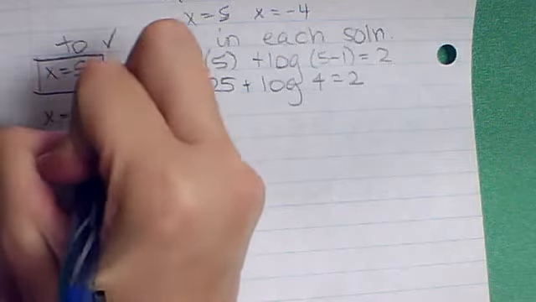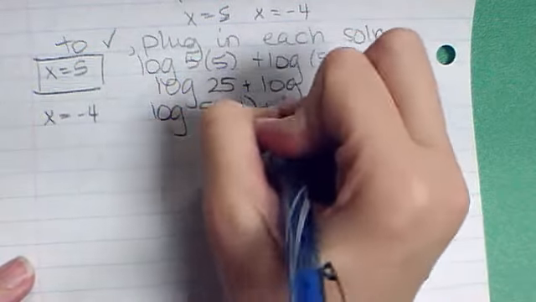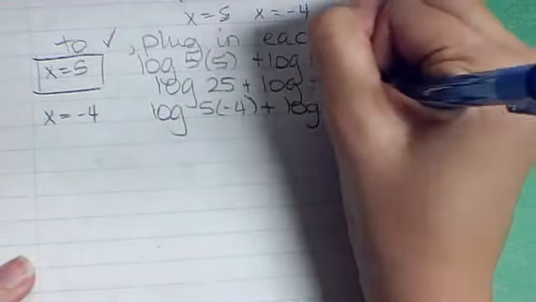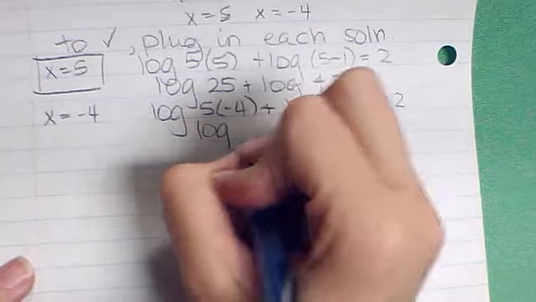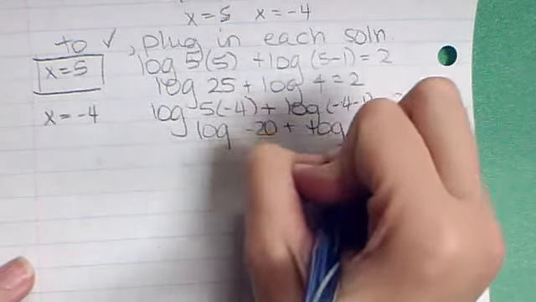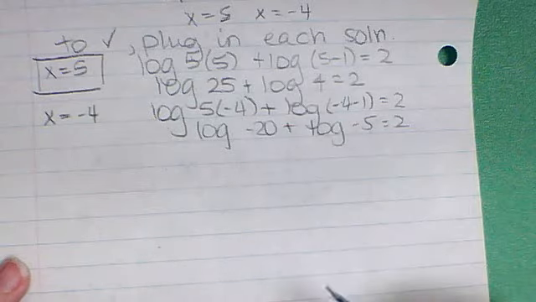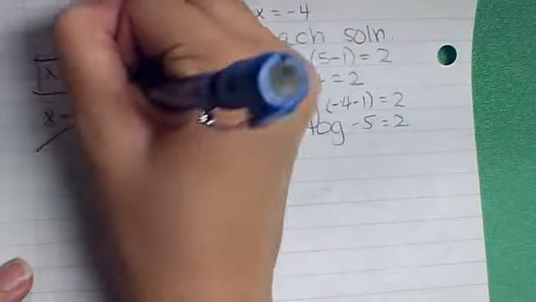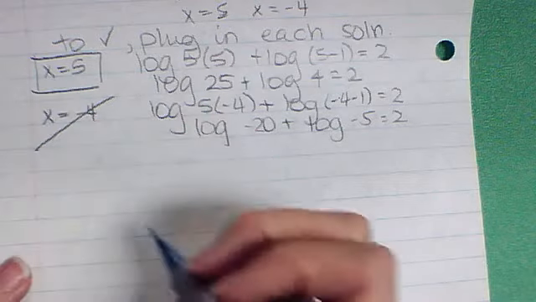Let's try the other solution of negative 4. Log of 5 times negative 4 plus log of negative 4 minus 1 equals 2. This one would be log of negative 20 plus log of negative 5 equals 2. And I can't take the log of a negative number. So this part is out and it's no solution there. So my final solution is x equals 5.